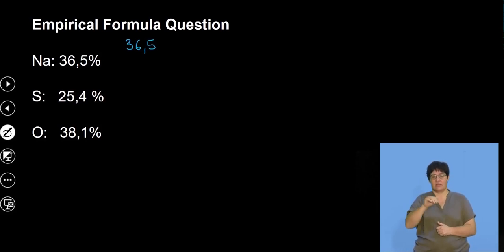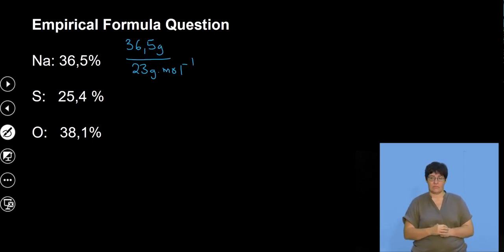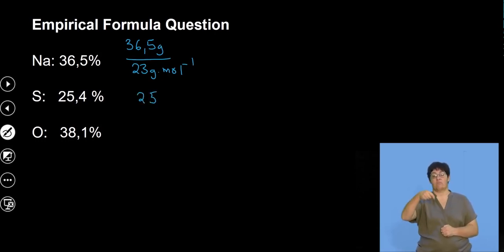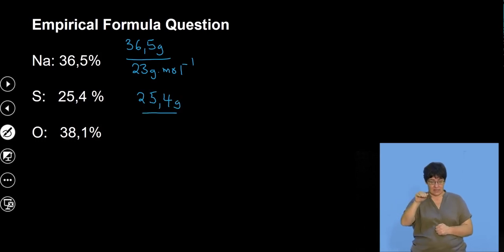So we are simply saying that 36.5 grams, which is for a 100-gram sample, divided by the molar mass of sodium, which is 23 grams per mole, okay? While for sulfur, it's going to be 25.4 grams, per every 100-gram sample, divided by the mass of sulfur, which is 32 grams for every mole, right?